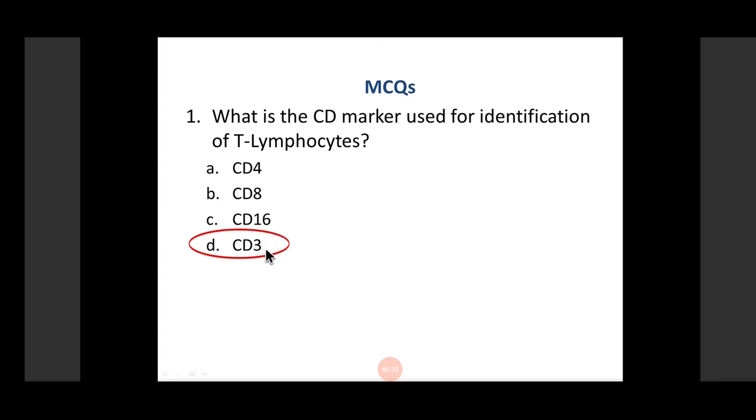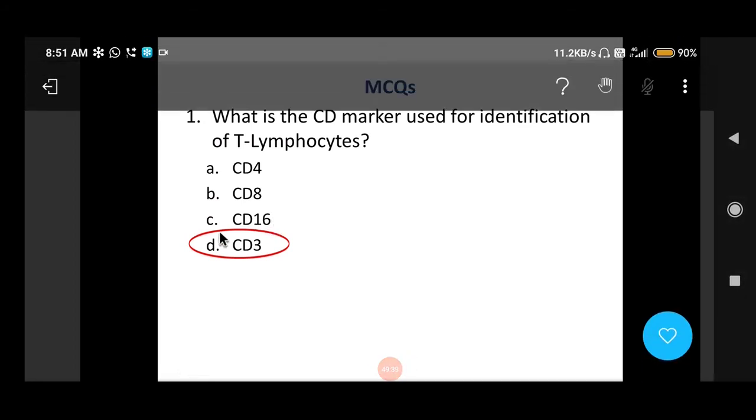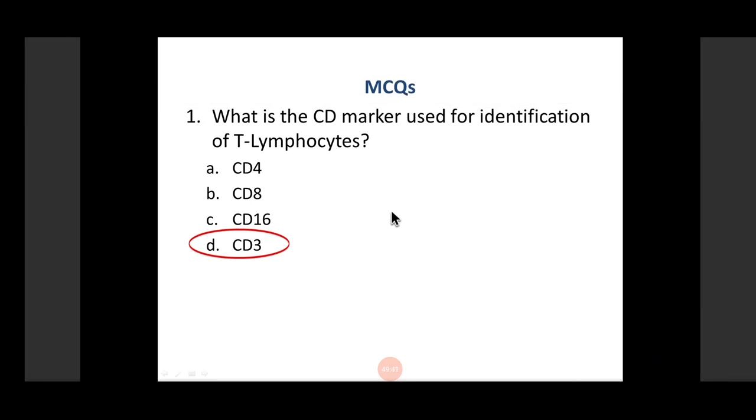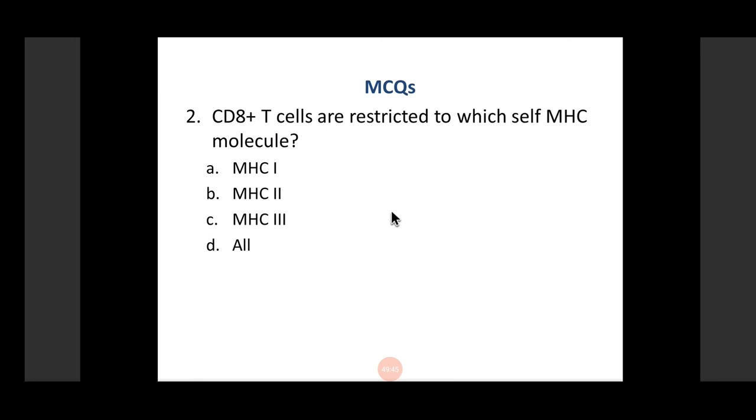If a cell has got CD3 and CD4 present on the surface, then it will be called a T helper cell. If a cell has got CD3 and CD8 on its surface, we then will call it a cytotoxic T cell. Finally, CD16 and 56, we discussed, are the markers for identification of NK cells. CD16 and 56. So please remember, these are very common questions that you get in exams, right? Pooja, you're absolutely right.